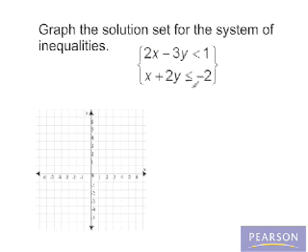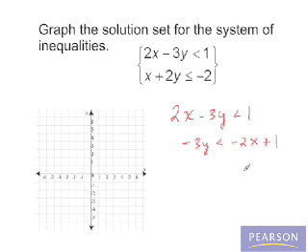So let's graph each of these inequalities independently, again on the same grid. So we'll start with 2x minus 3y is less than 1. And I'm going to solve this inequality for y, get it in the form of slope-intercept form so it's easier to graph on our number line. So we would have negative 3y is less than, and we're going to subtract 2x to the other side, giving us negative 2x plus 1.